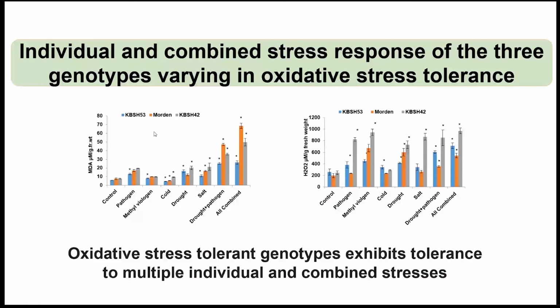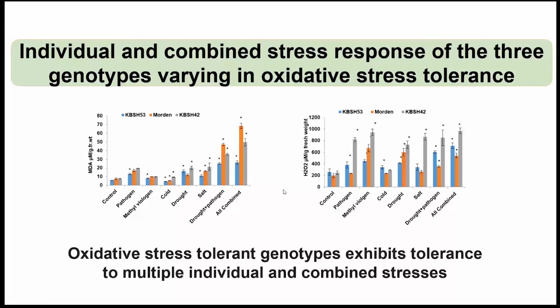The one that is resistant was actually resistant to the stresses that we are listing after the experimental result. And Modern was in between in many of those parameters. This you can see both in the form of MDA estimation as well as in the form of hydrogen peroxide estimation. So this clearly shows that the oxidative stress tolerant genotypes exhibit tolerance to several of the individual stresses that we have tested, and all of them put together as a combined stress. So, at least phenomic data wise, it validated the proof of concept, and biochemically also it has been supported.